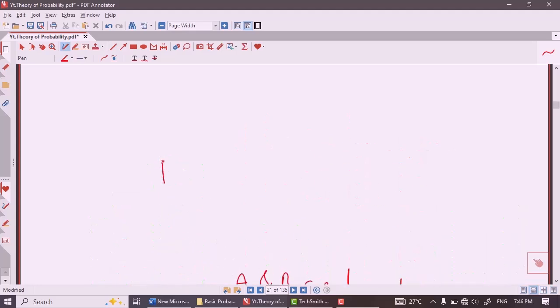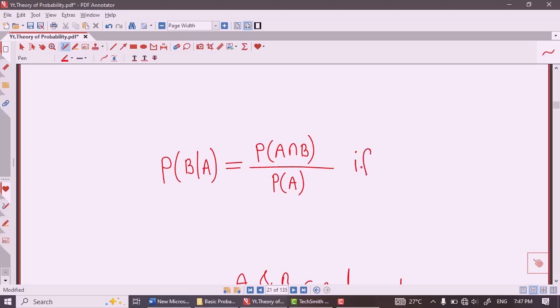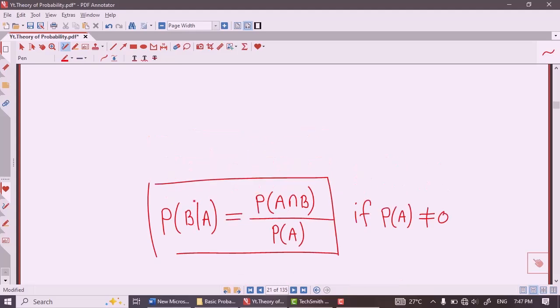So we have the definition of conditional probability. Suppose event A has occurred first, and event B is affected by the occurrence of event A, then the conditional probability is denoted by this notation, and it is defined as probability of A and B, that is A intersection B, divided by probability of A. Here we assume that event A has occurred, therefore its probability is non-zero. This is the definition of conditional probability which we will use.